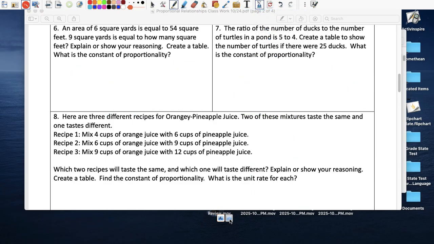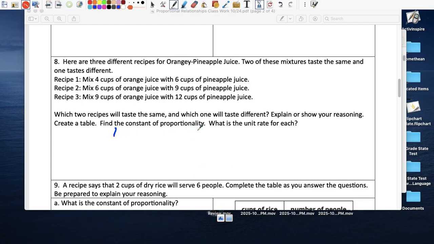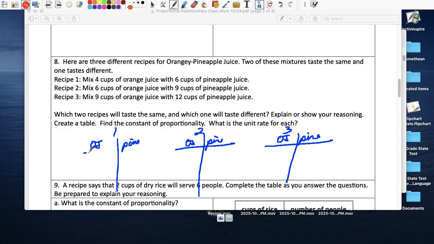Now this one, that gave you some trouble today. So let's go to recipe 1, recipe 2, recipe 3. Which recipes will taste the same, which one will taste different, explain how you know, find the constant of proportionality, create a table, and so on. So the first one, OJ and pineapple. So let's create a table. And the first one is 4 cups of OJ, 6 cups of pineapple. The second one is 6 and 9. The last one is 9 and 12.